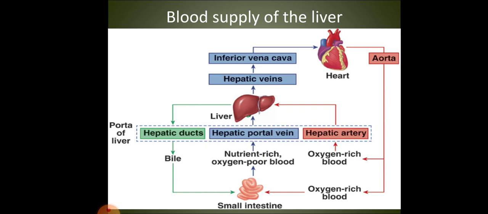Now the blood supply of the liver. The liver is supplied by the portal vein as well as the hepatic artery. 80% is supplied via the portal vein and 20% by the hepatic artery.